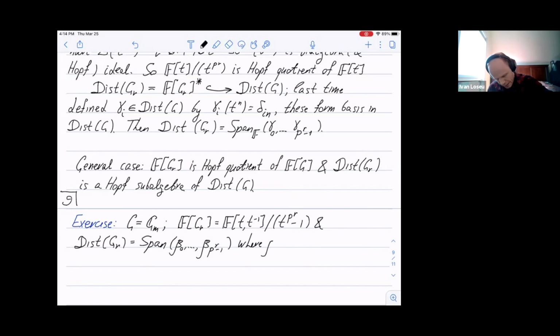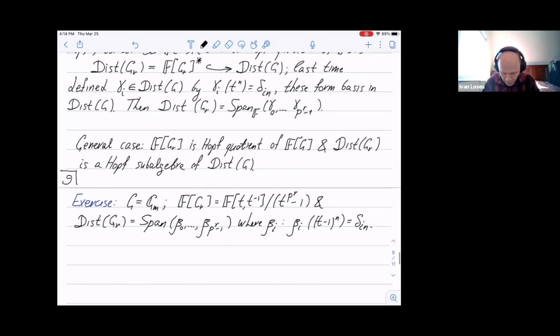Where beta_i was a basis element defined as follows. So beta_i of (t minus 1) to the power n is the Kronecker delta. Okay. So these are baby examples.